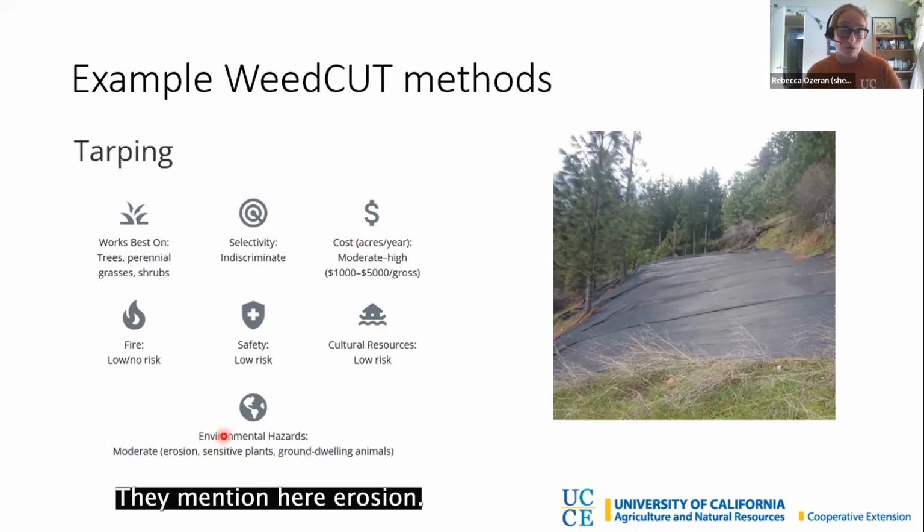They mention here erosion. So again, if you're creating a bare space by not allowing plants to grow, that might be more susceptible to runoff if it's raining. There could be sensitive plants under that tarp that you want to have there, but they're not going to be able to survive. And then, of course, there are ground-dwelling animals that if you've got something burrowing underneath, they may not be able to access the surface in that part of your landscape.